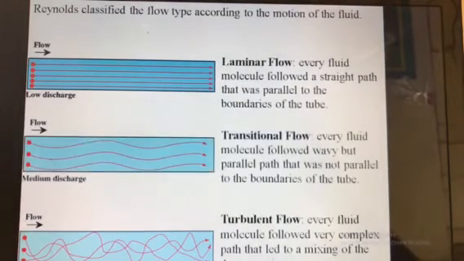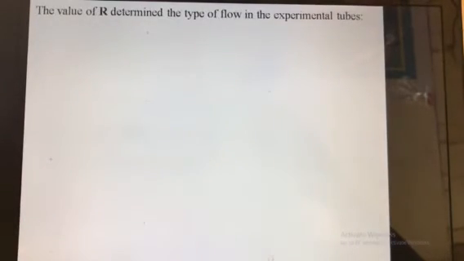So this is about transitional flow and turbulent flow. The next is, this value of R determines the type of flow in the experimental tube. R means Reynolds number. The Reynolds number's value is given by the equation U times D divided by nu, where U is the average velocity, D is the diameter, and small nu is the kinematic viscosity. And in terms of dynamic viscosity, we can write it as rho times V times D divided by capital mu.